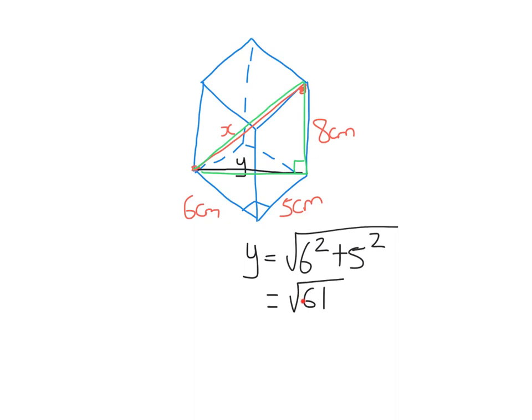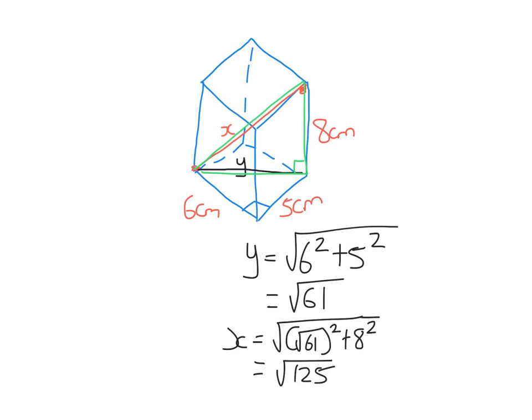Now, I don't want to round my answer here because I need to use y in my calculation to find x. So now, if I look in this triangle, I now know 2 of the sides. This is the square root of 61, this is 8, so I can find x, which is the longest side. So x will be the square root of y squared plus 8 squared, and that will give me the square root of 125. So putting that on my calculator, I get about 11.18 centimeters. So I use Pythagoras twice to find x.